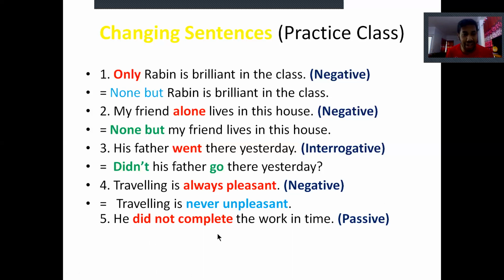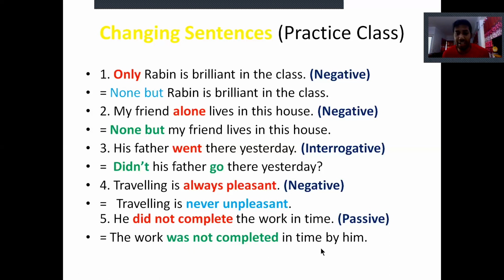Now, number 5, "He did not complete the work in time." This sentence is to be made passive. Here, the sentence is in negative form. It is the negative of past indefinite. If we want to make this sentence passive, we need to take the object of the sentence. Here, the object is "the work." Then the auxiliary verb. For past indefinite tense, the auxiliary verb is usually "was" or "were." As the object is singular here, we are taking "was." So "The work was," then we have to add "not." "The work was not completed in time by him."